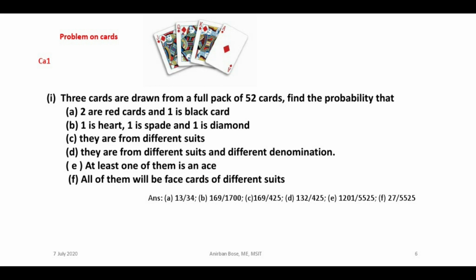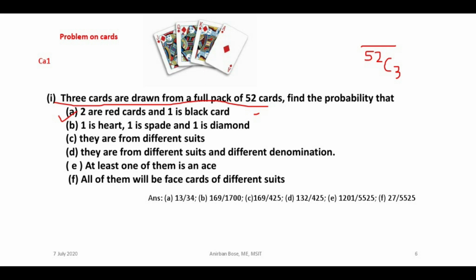Now let us see some of the problems on cards. Here you see a problem that 3 cards are drawn from a full pack of 52 cards. So this is the random experiment. What is the total number of outcomes? Out of 52 cards, 3 cards are chosen, so 52C3 is the total number of outcomes. This will be the denominator for all the cases as long as the random experiment is the same. Now we have to find the probability of different events, given as A, B, C, D, E. So let us see the first problem.